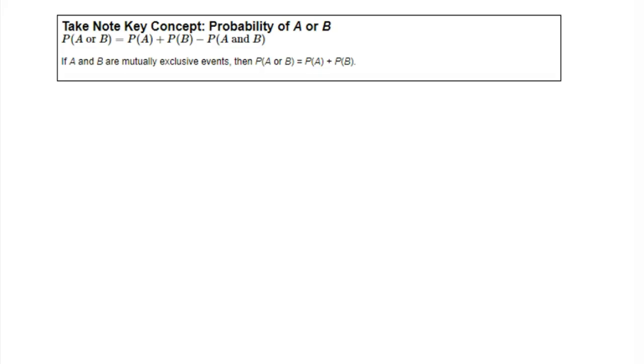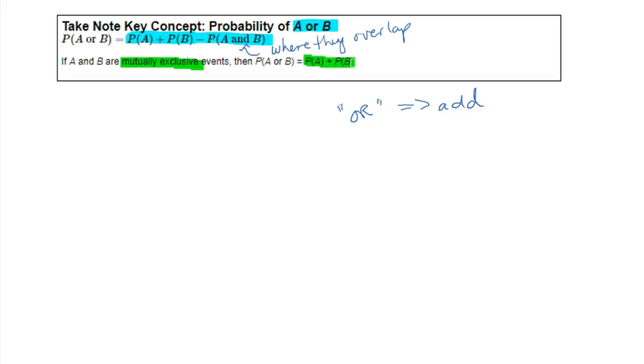So probability of A or B means that we're going to add the probabilities of A and B and subtract the probability of A and B together, where they overlap. And so or means we're going to add, remember, and meant we would multiply. Also note that if they are mutually exclusive, we know that the overlap is equal to 0, so we're simply going to add the probabilities of A and B together.